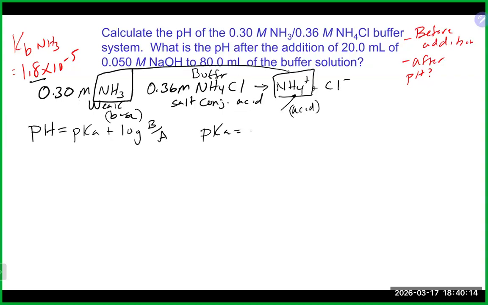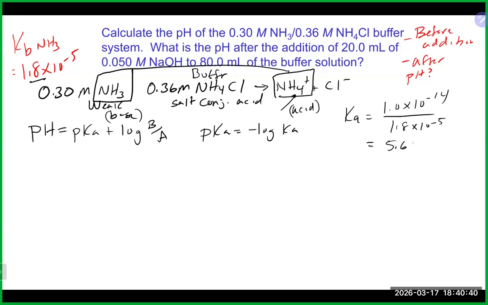You need a pKa value here. So you do have the Kb, and like I said, you also have some options. You could calculate the pKb and subtract it from 14 to get the pKa. You could also just use good old-fashioned Kw and do 1 times 10 to the minus 14 divided by our Kb value, just like we did with Kw.